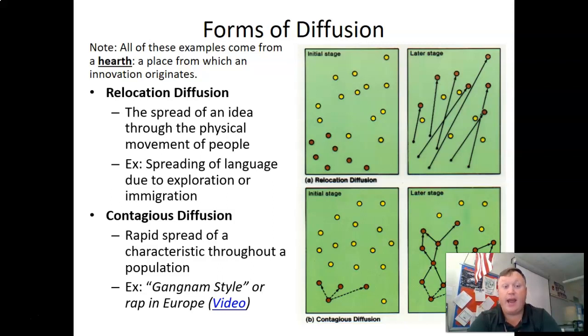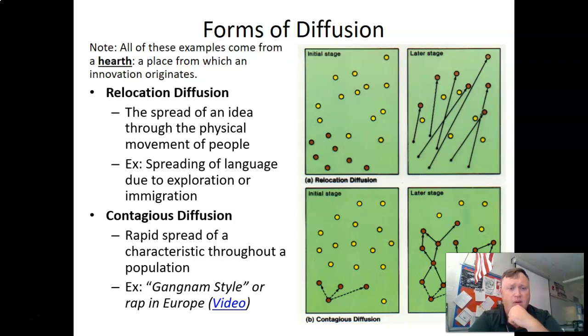This is not contagious diffusion, which is the next one, which is the rapid spread of a characteristic throughout a population. The best, obviously besides Gangnam Style and rap in Europe and then other things that we can look at throughout this. There's a video there. I'll post this PowerPoint so you can see it as well, so that way you can at least watch the video if you want to.